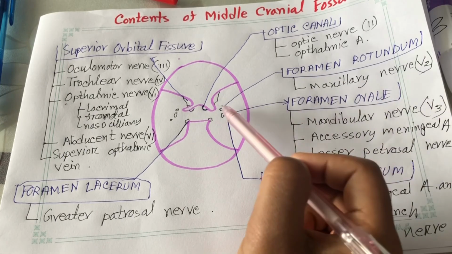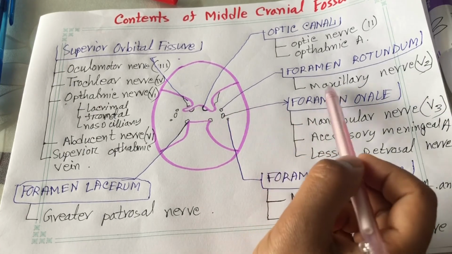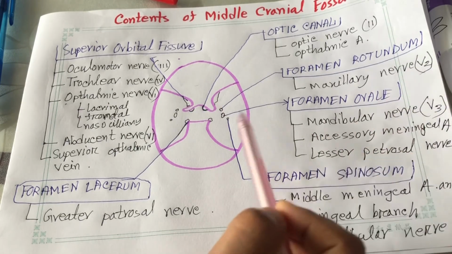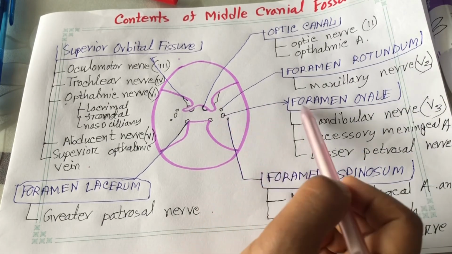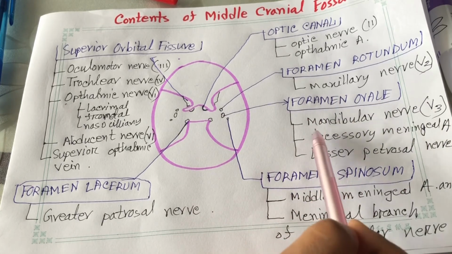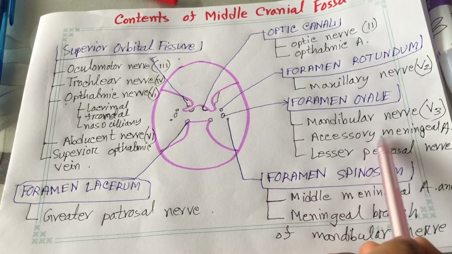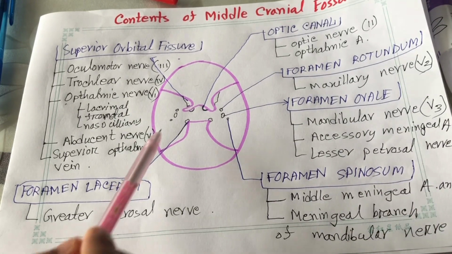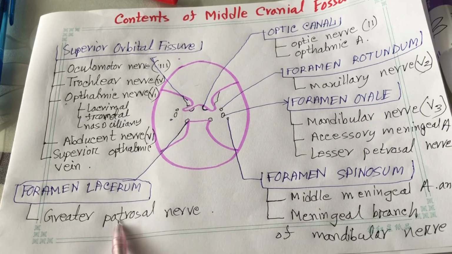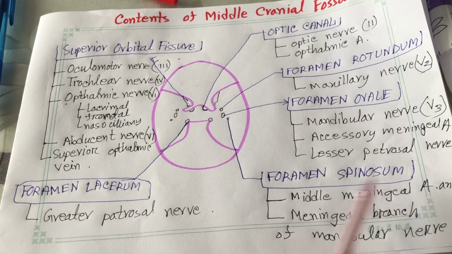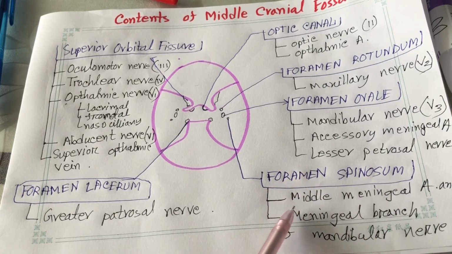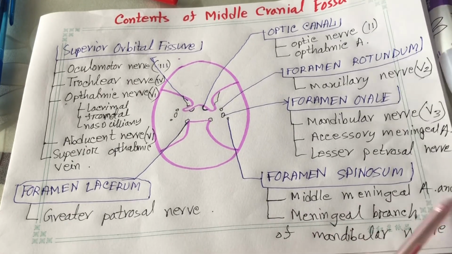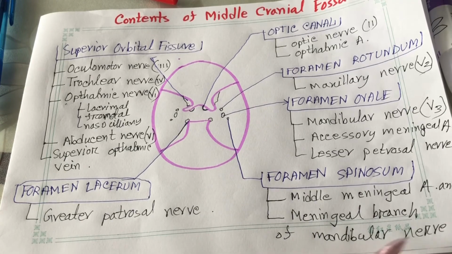Then this rounded foramen rotundum. Maxillary nerve passes through the foramen rotundum. Maxillary nerve is the branch of trigeminal nerve. Then this oval shaped foramen ovale. Its contents are mandibular nerve, accessory meningeal artery and lesser petrosal nerve. And foramen lacerum, greater petrosal nerve. Then foramen spinosum. Through this foramen, middle meningeal artery and middle meningeal vein, and meningeal branch of mandibular nerve.